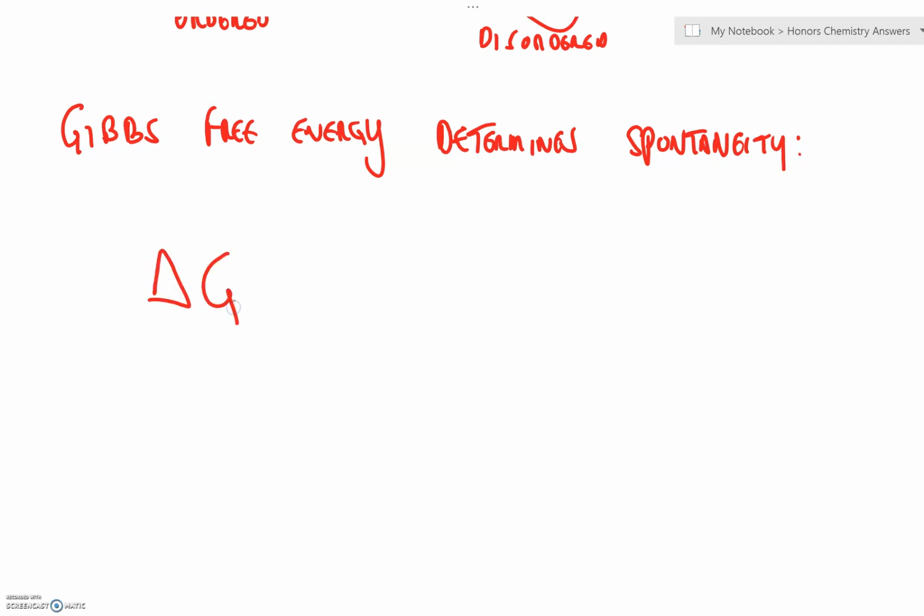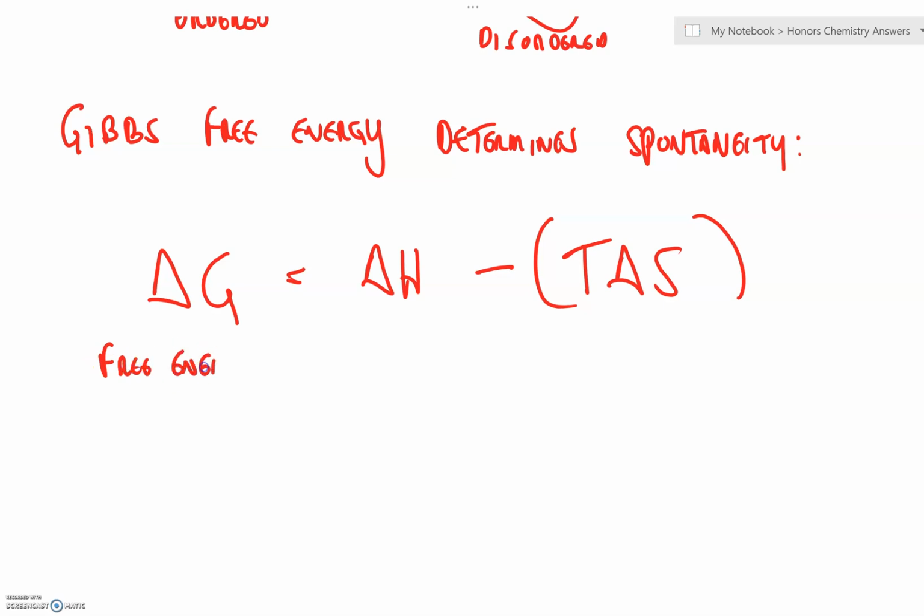Delta G, that's our buddy Gibbs, is equal to delta H minus T delta S. This is all one quantity. So this guy here, this is what we're going to call the free energy. Don't worry about what free energy means. We know that delta H is the heat, or you can also call that enthalpy. And let's remember that the universe favors reactions that have a negative delta H. So we'll just say negative delta H is preferred.